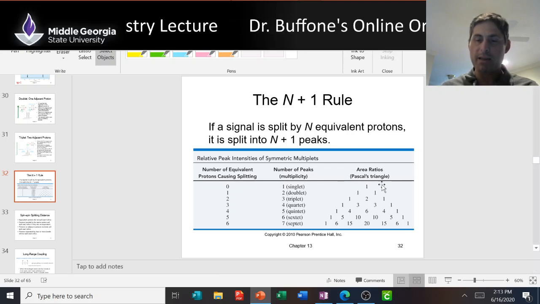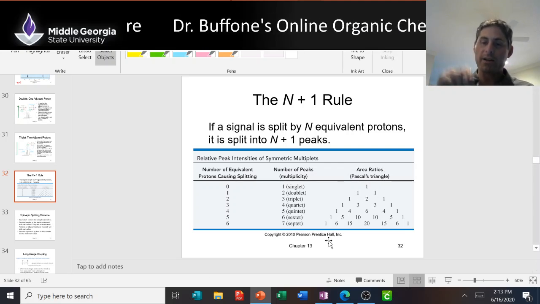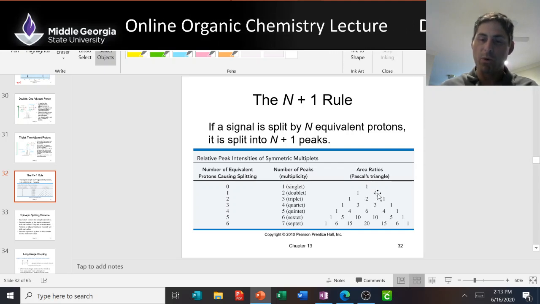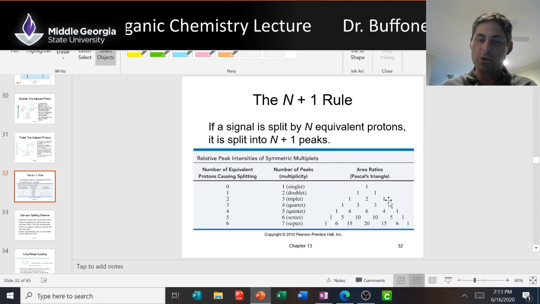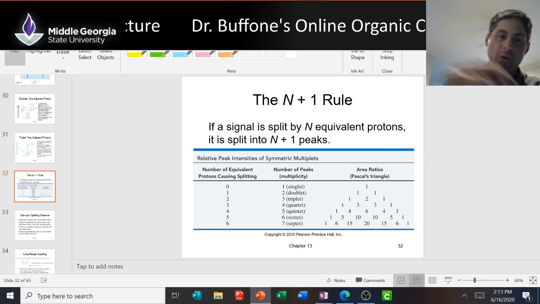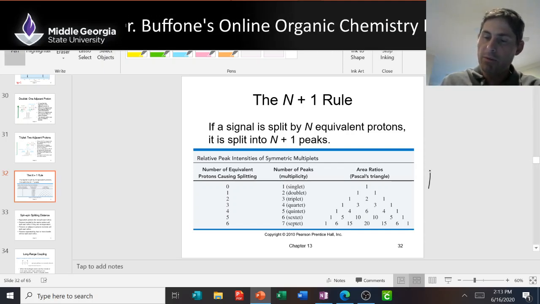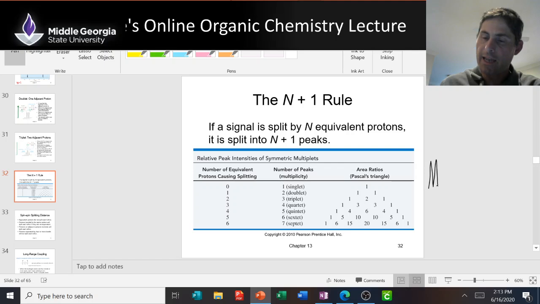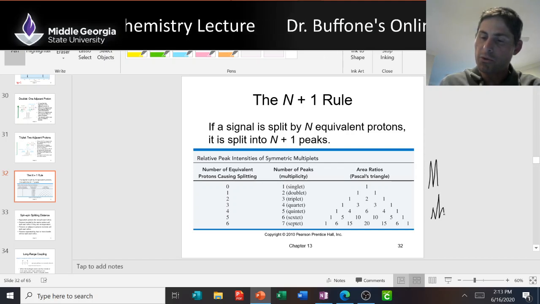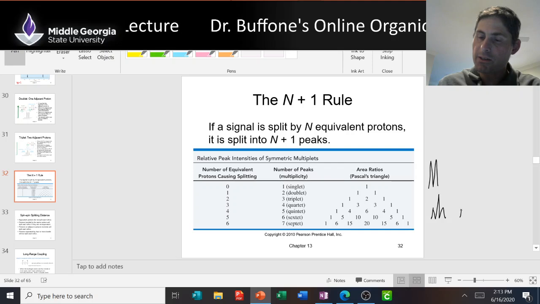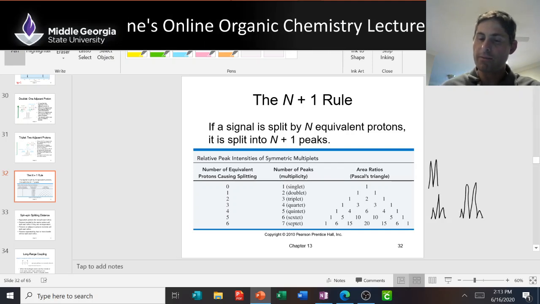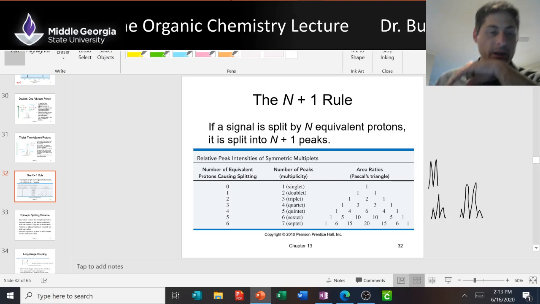But you can use Pascal's triangle to look at the area ratios for that peak, like a 1 for a singlet, a 1 to 1 ratio for a doublet, a 1 to 2 to 1 ratio for a triplet, a 1 to 3 to 3 to 1 ratio for a quartet. So if you have a doublet, you get something that looks like that. If you have a triplet, you have a 1 to 2 to 1. If you have a quartet, it's going to be a 1 to 3 to 3 to 1, right? And then so on and so forth.